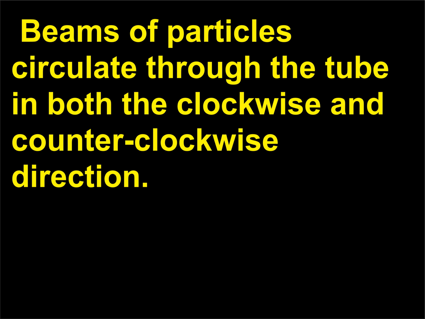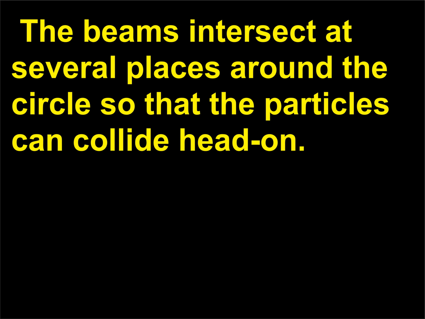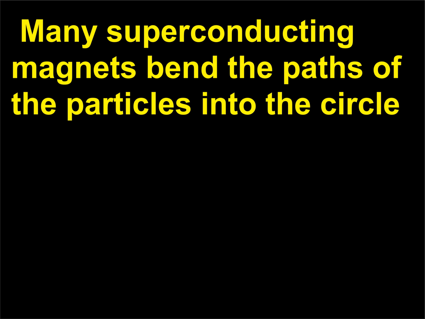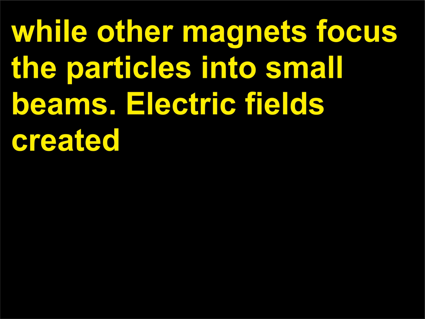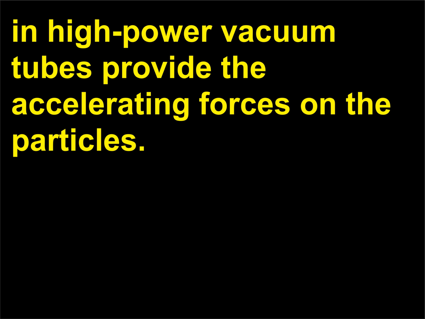Beams of particles circulate through the tube in both the clockwise and counterclockwise direction. The beams intersect at several places around the circle so that the particles can collide head-on. Many superconducting magnets bend the paths of the particles into the circle, while other magnets focus the particles into small beams. Electric fields created in high-power vacuum tubes provide the accelerating forces on the particles.